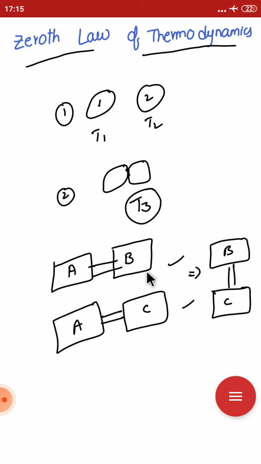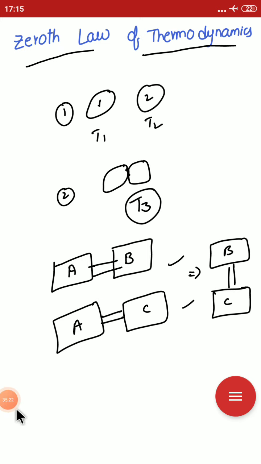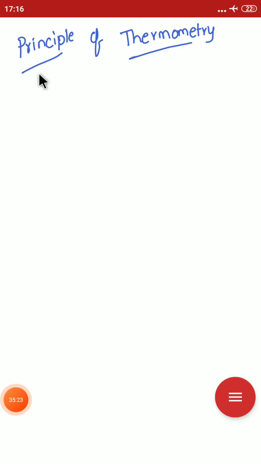It is the basis for temperature measurement. The last topic in this video is the principle of thermometry. Thermometry is the measurement of temperature, using devices that measure temperature. The basic principle: any property of a material which changes with the temperature can be used for measuring a temperature.